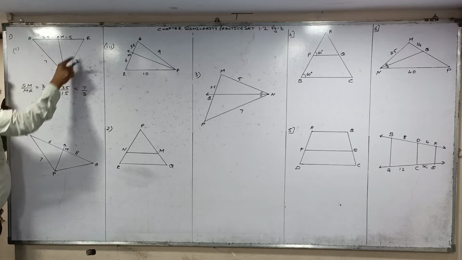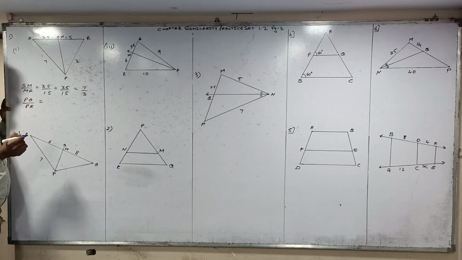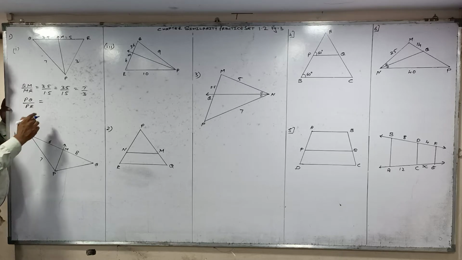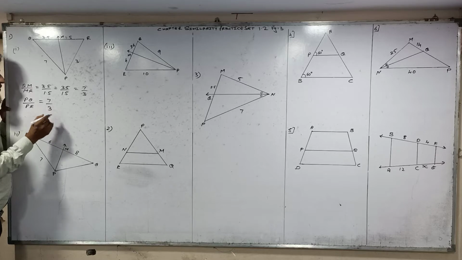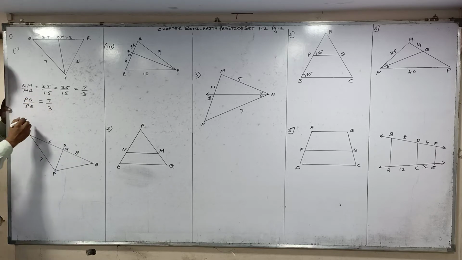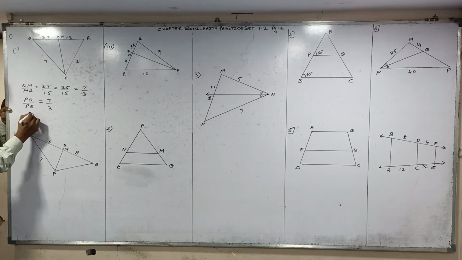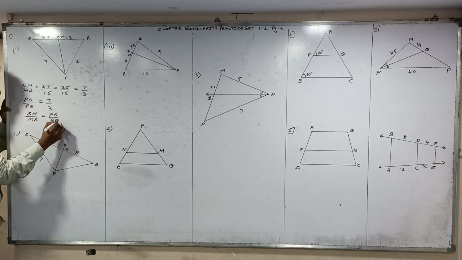Check PQ upon PR. What is the proportion of PQ upon PR? PQ is 7 and PR is 3, given. So the proportions are equal. If the proportions are equal, it means QM upon MR is equal to PQ upon PR. Both are 7 upon 3.